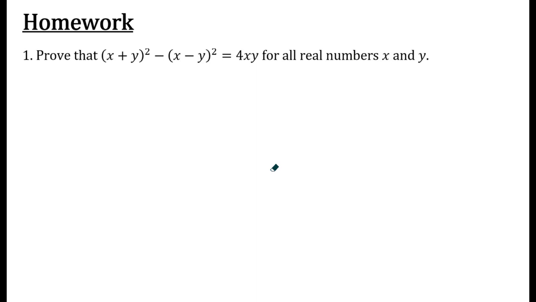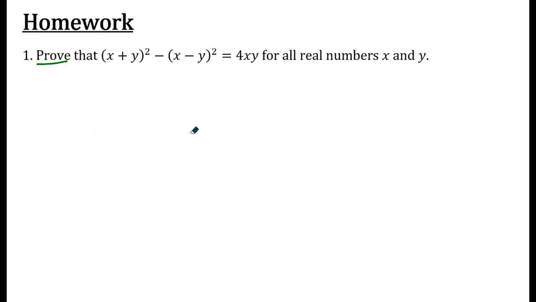So, number 1 says, prove that (x + y)^2 - (x - y)^2 equals 4xy for all real numbers x and y. So what this means is, if you picked your favorite x and your favorite y, plugged it in on the left side, plugged it on the right side, they'd always be the same. So how do we prove this?